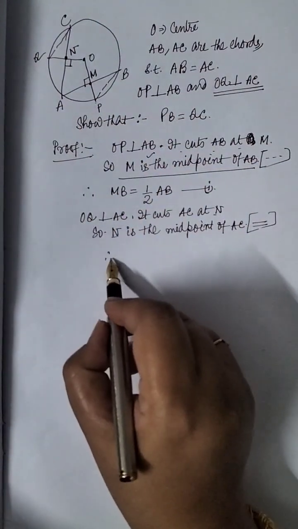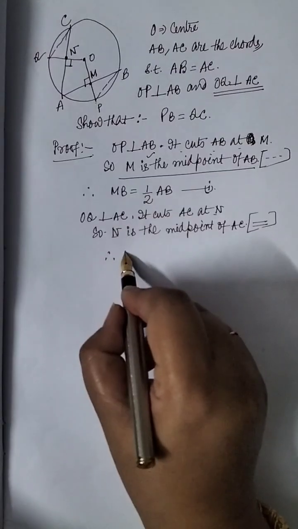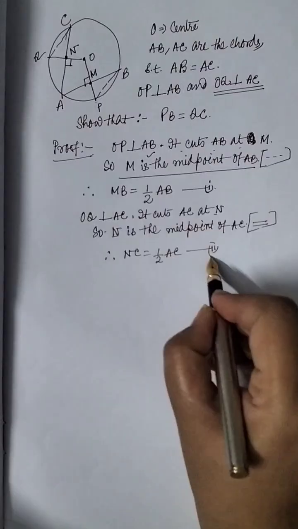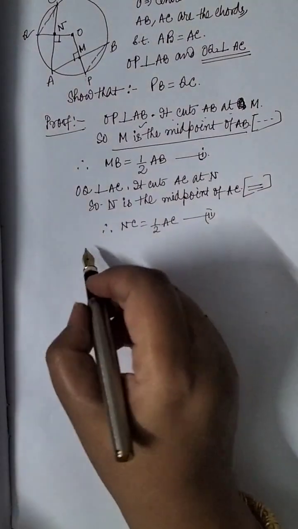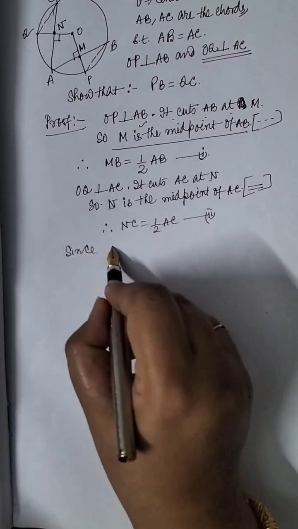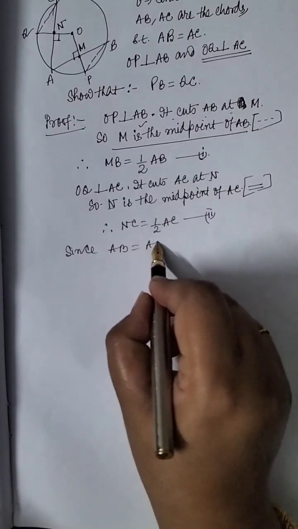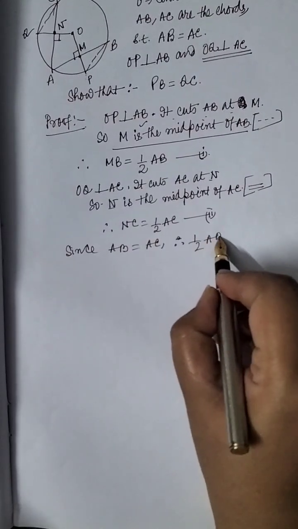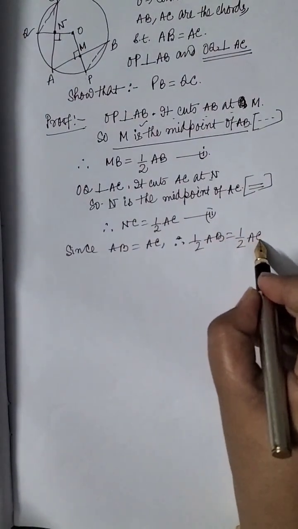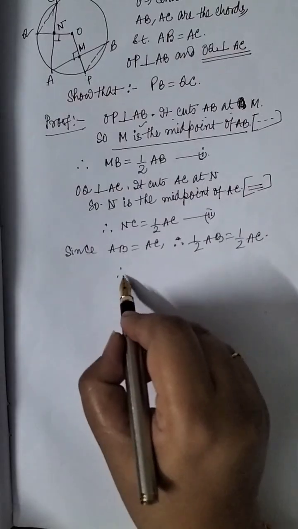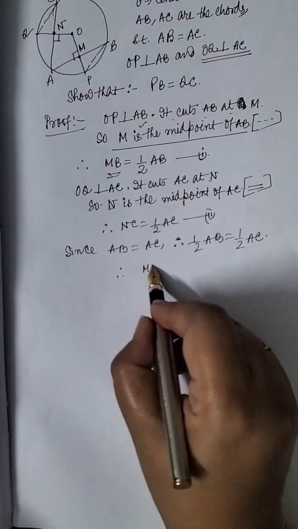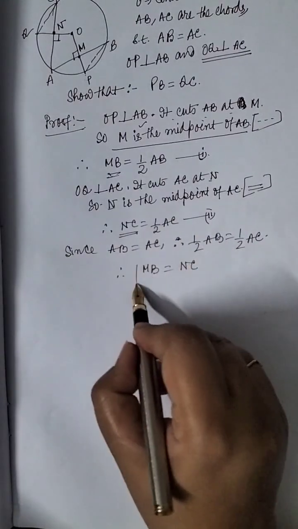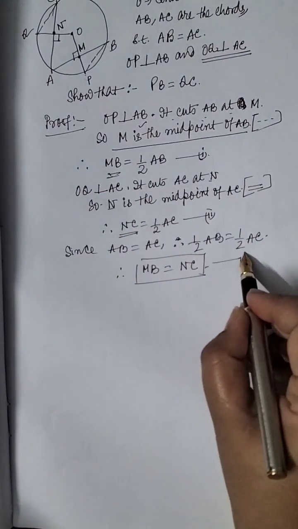So from this we can write NC equals to half of AC. Let's take it as equation number 2. Now since AB equals to AC, therefore half of AB equals to half of AC. Hope it's clear. Therefore, half of AB means what? MB. And half of AC means what? NC. Let's take it relation number 3.